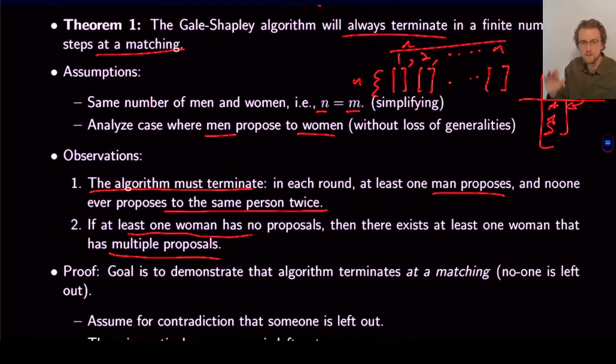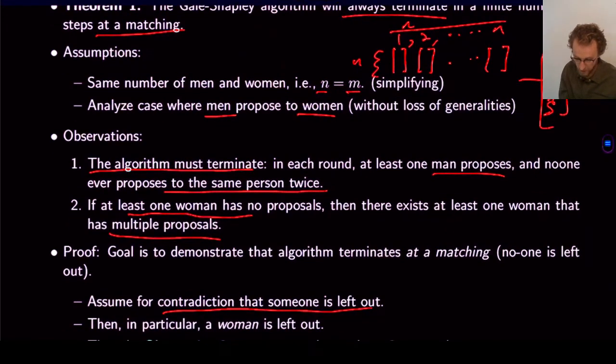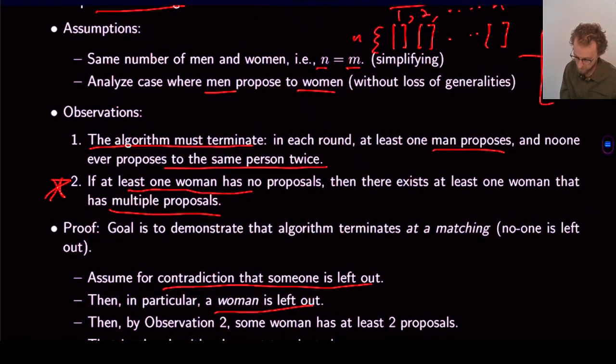So let's play a thought experiment, and this is called a contradiction proof for those of you who are into proof. There are some videos from my discrete math course on Canvas that you can look at for that. A contradiction proof just means we're going to have a thought experiment that says, hey, suppose this thing isn't true. Now let's try to use that idea that this isn't true and derive some nonsense. So let's assume for contradiction that somebody's unmatched after the algorithm terminates. Well, then in particular, one of the women is left out. And we said up here that if one of the women is left out, then some other woman has at least two proposals.